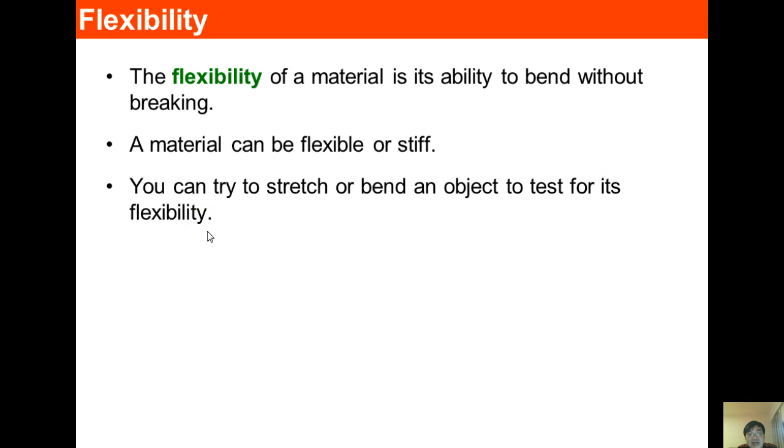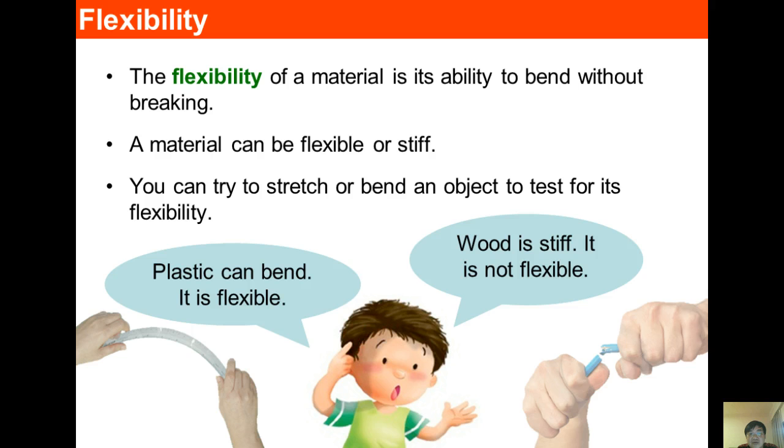So how do we test for flexibility? Yes, stretch or bend them, to see how flexible they are. Now let's take a look. Plastic can be bent, it is flexible. Wood is stiff, it is not flexible. Try to bend your wooden pencil. You try to bend it, it will just crack. It breaks. Therefore, it is not flexible.